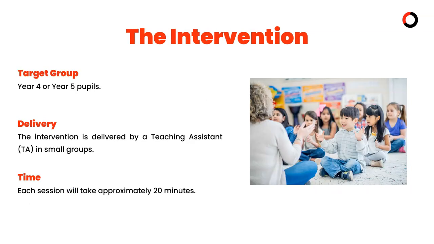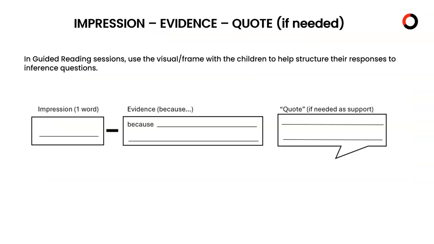So the intervention. It targets Year 4 or Year 5 pupils. It's an intervention that's delivered by a teaching assistant in small groups, and each session will take approximately 20 minutes. It uses the impression evidence quote if needed approach. So in the guided reading sessions, use the visual frame with the children to help structure their response to the inference questions, and you will find a copy of this in the resource folder.